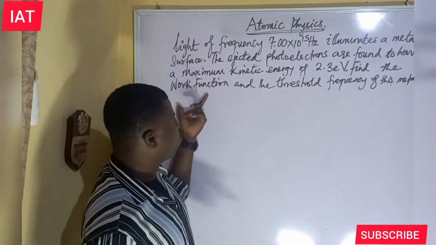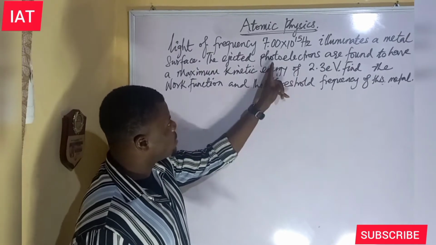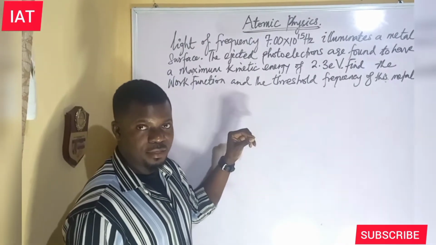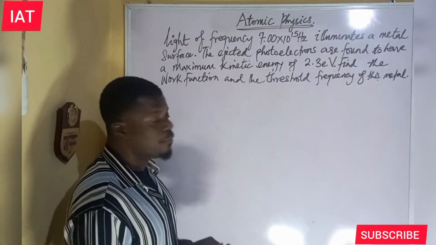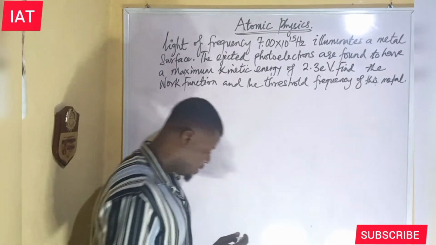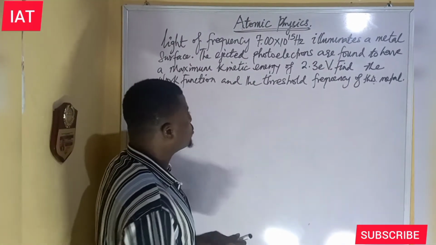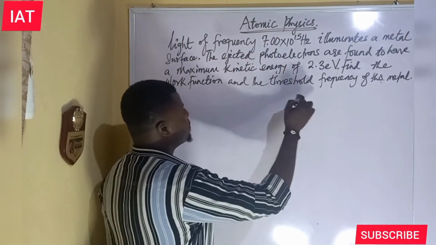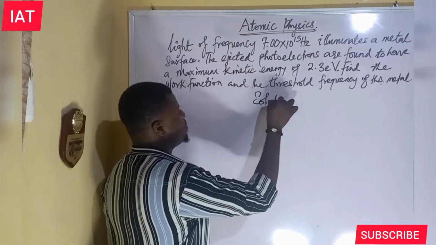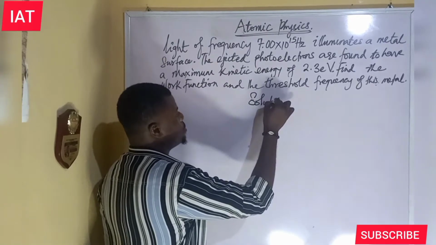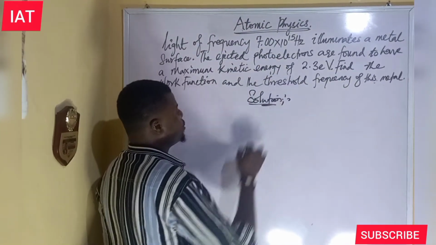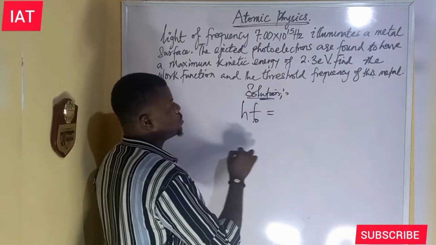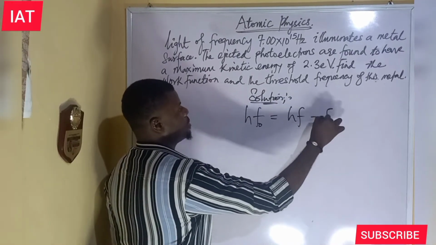In getting the work function and the threshold frequency, we need to consider the photoelectric law that was propounded by Albert Einstein. He propounded an expression for the work function and also for photoelectrons. You can call it the photoelectric law. Let's have a solution to this problem first, and then we'll state the expression, which is hf₀ equal to hf minus E.